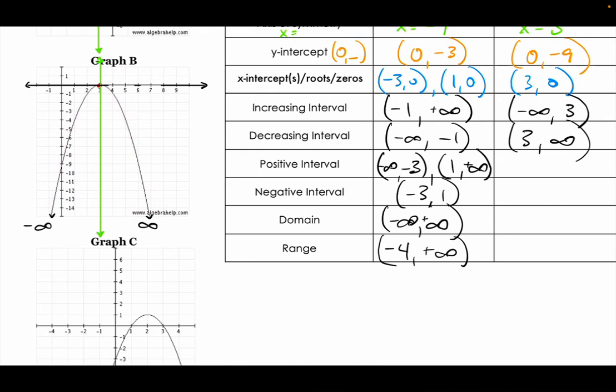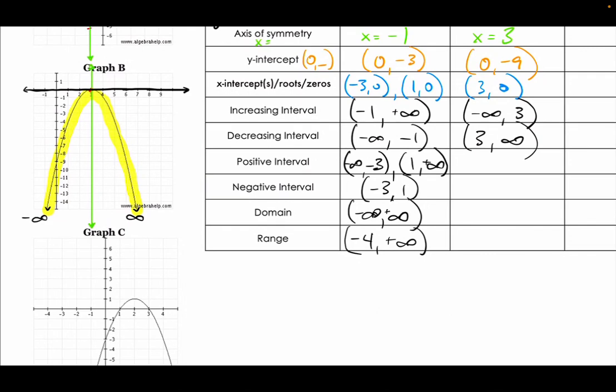Positive. Positive is above water. Where am I above water? Where am I below water? Well, to start, am I above or below? Below, right? I'm below, so let's see. Do I ever go above water? No. I don't ever go above water. So I go below water from negative infinity to positive infinity. Below is negative.